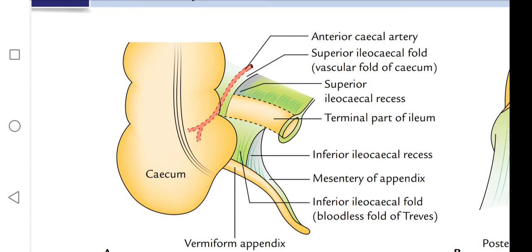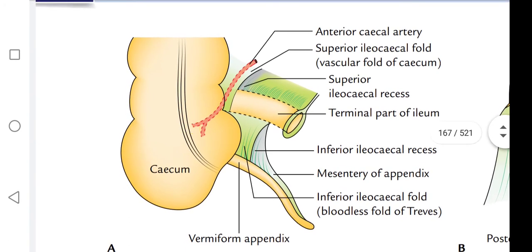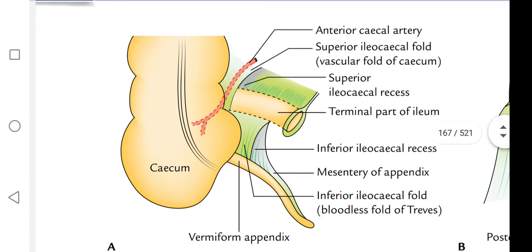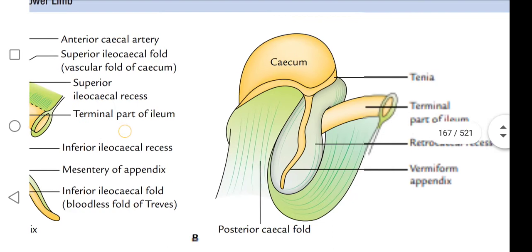What is this? Ileocecal junction. This is the ileum, this is the cecum, so this one is the ileocecal junction. Just 2 centimeters below it the vermiform appendix is present. We already learned somewhere, this is the mesentery of the appendix. Just go through the diagram, it is easy for you.